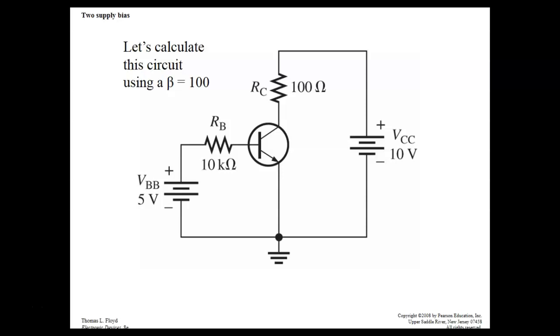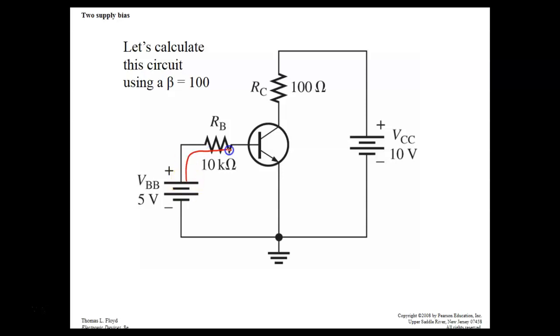Now we're going to use a beta of 100. So where would I start? What do I know? What in this circuit do I know? Do I know IC? No, I don't know IC. Do I know IB yet? No, I don't know IB, but I know how I can calculate IB because I know this circuit right here.